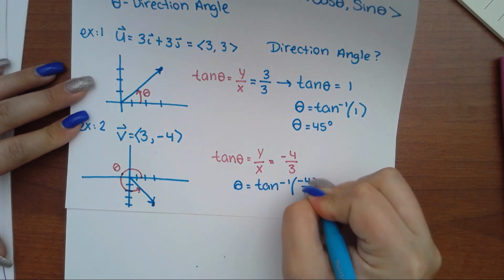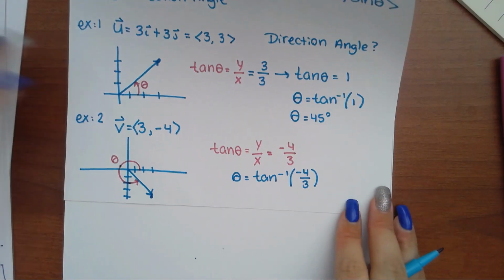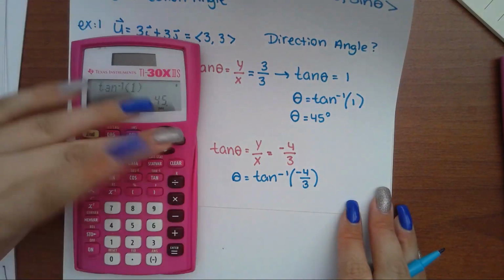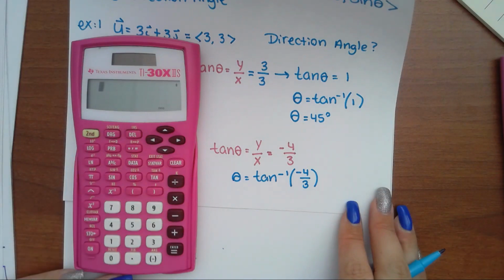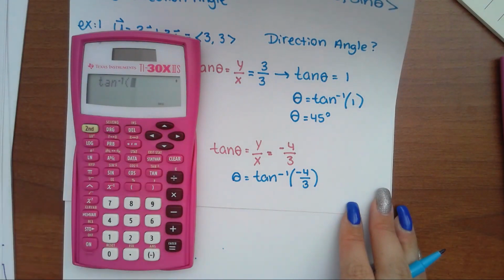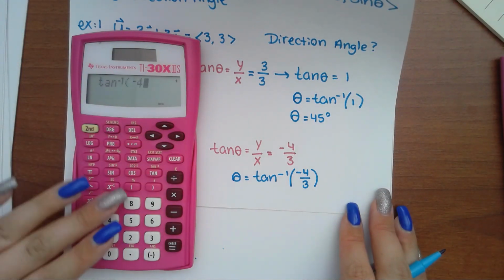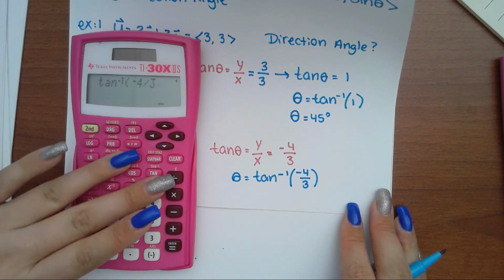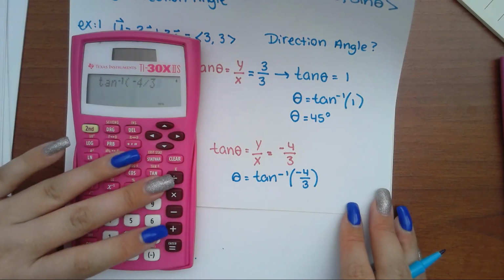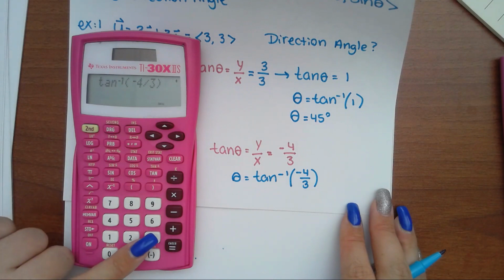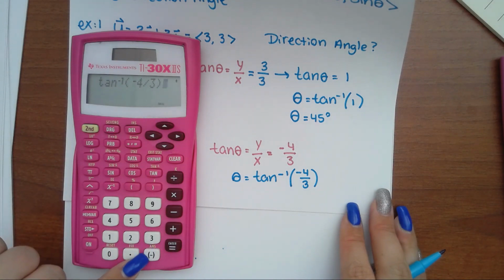So I have tangent inverse of -4 over 3. Clear my calculator. Second tangent, make sure I'm in degree mode. -4 divided by 3, close your parentheses. Make sure you use the negative button and not the minus sign. If you use the minus sign, then you're going to be in trouble. The negative button is down here. Hit enter.